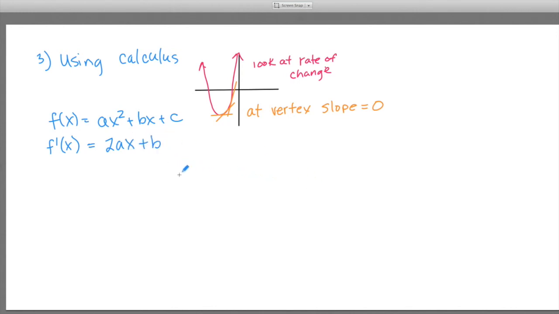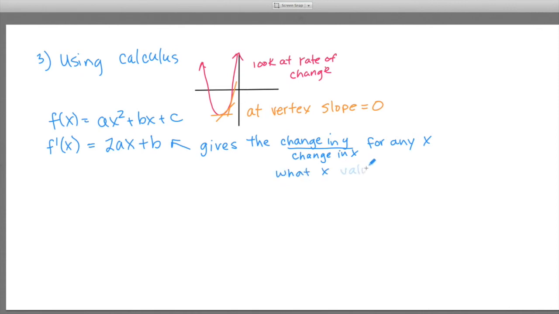Now that's the derivative for the whole function, so that tells us the slope at any x. And we really want to know, what is x equal to when the derivative, or the slope, is equal to 0? So 0 is equal to 2ax plus b, where x is my variable. I want to find out when that's true for x, remembering that a and b are coefficients and just numbers. So I'm going to solve for x.